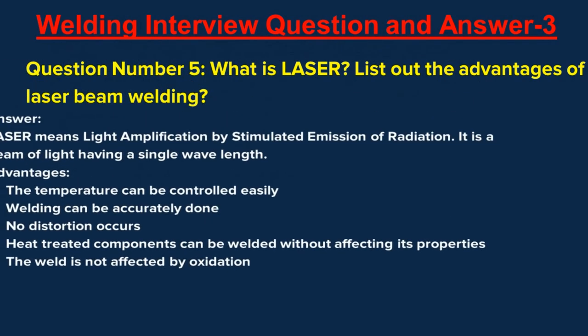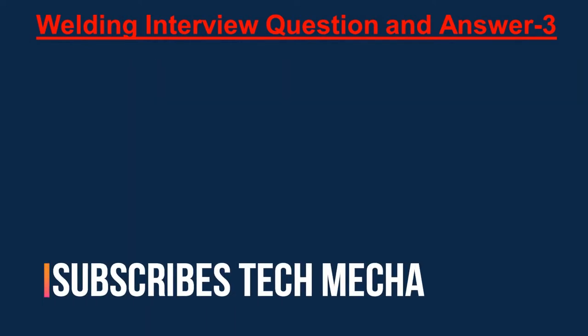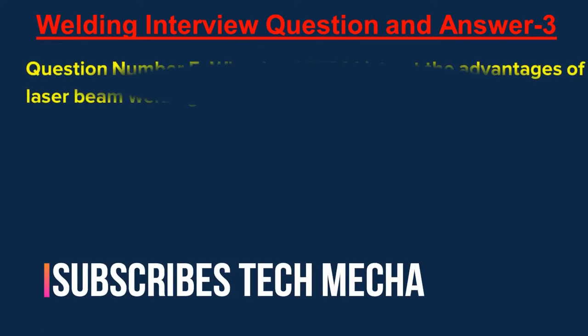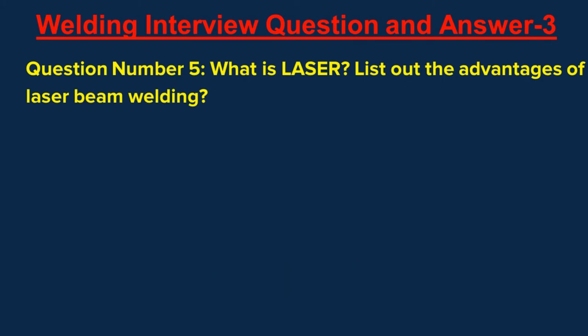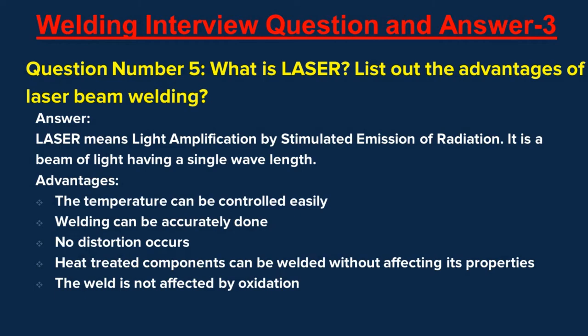Advantages: The temperature can be controlled easily. Welding can be accurately done. No distortion occurs. Heat-treated components can be welded without affecting its properties. The weld is not affected by oxidation.